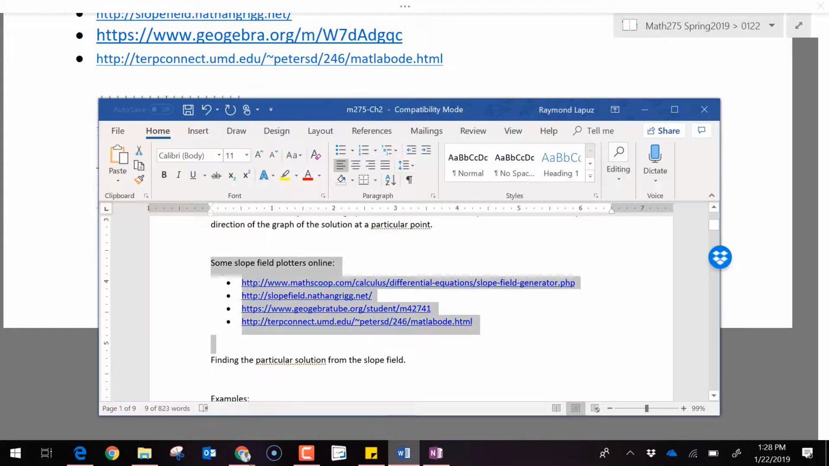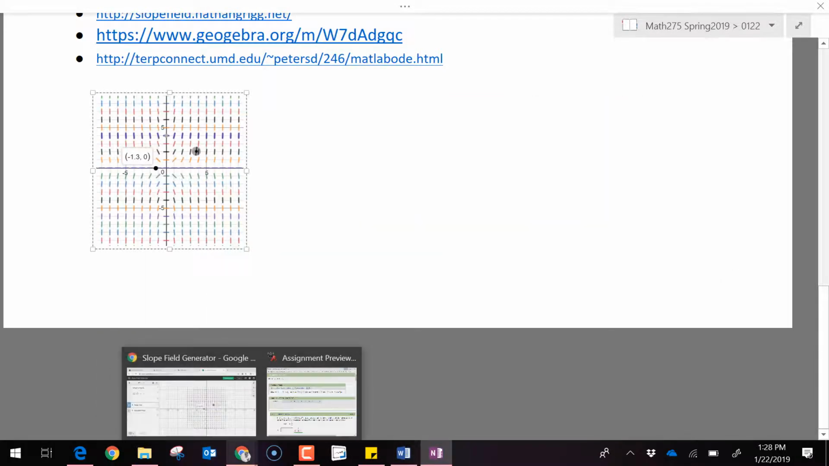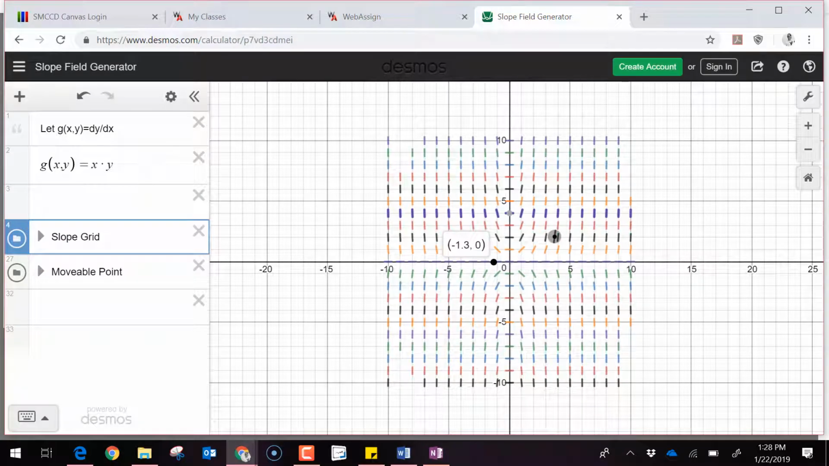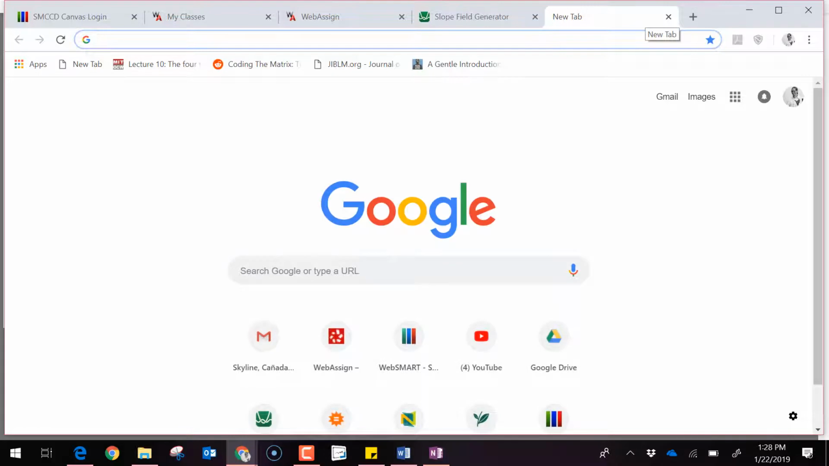Okay, the other thing that I wanted to get at was that from these slope fields, you can find a specific solution. A particular solution is something that we can get if we have an initial condition with your differential equation. So remember what that thing's called?